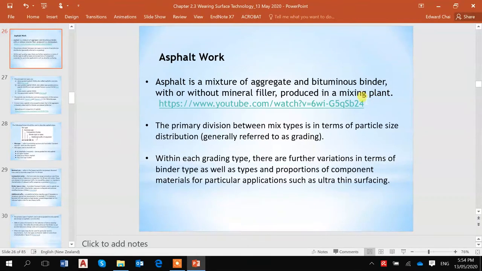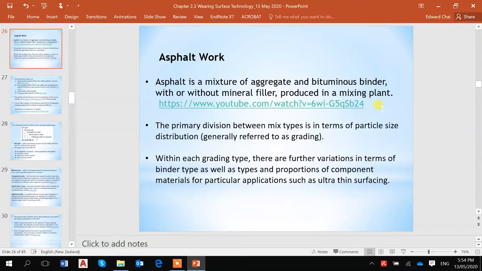This mixing plant is a central plant. So we'll have a look at the video clip to show how the asphalt is being produced, from the mixture of aggregates and the bitumen. I think in the video it says it'll be stored in the silo, and later on they can deposit it on the truck, and then the truck will bring it to the site.